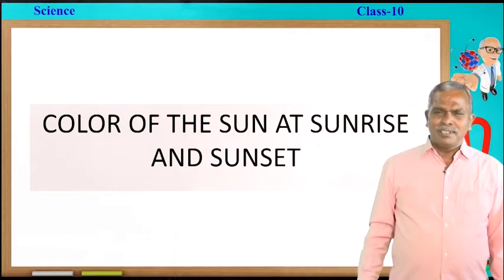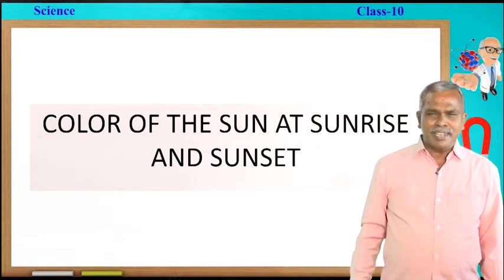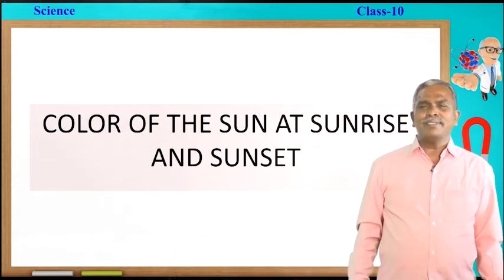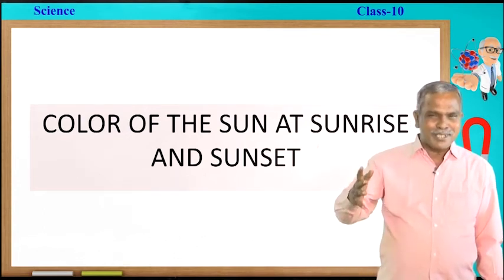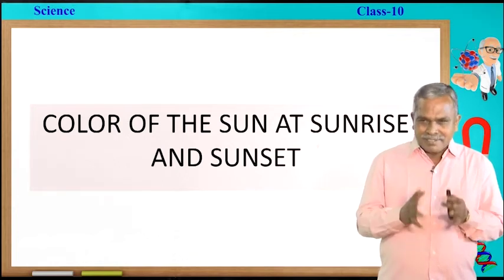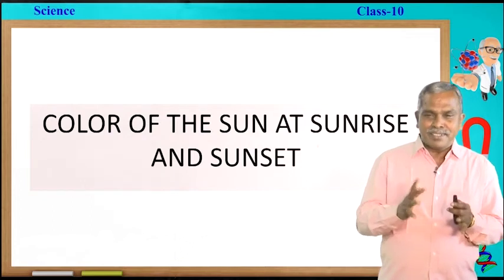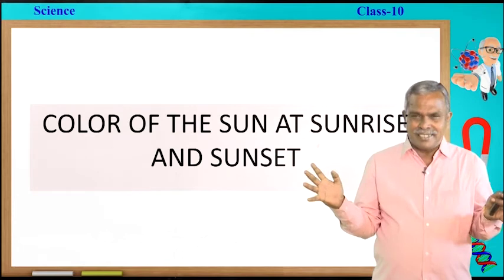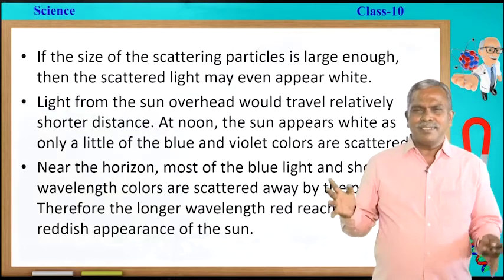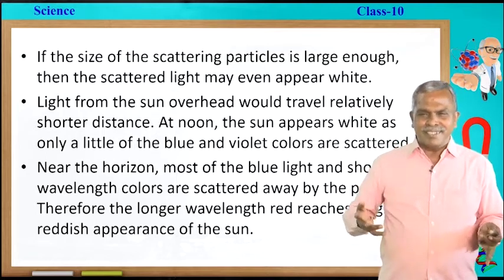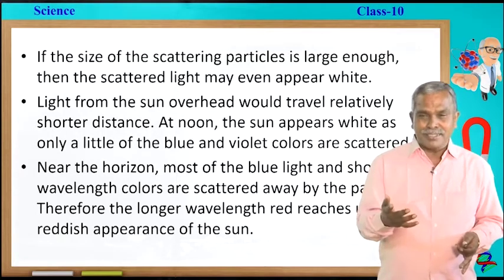Then, the color of the sun at sunrise and sunset. At sunrise and sunset, it normally appears to be red in color. Why is the color of the sun red during sunrise and at the time of sunset? You have seen sunset and sunrise from the beginning till now, and you enjoy the sunrise and sunset.